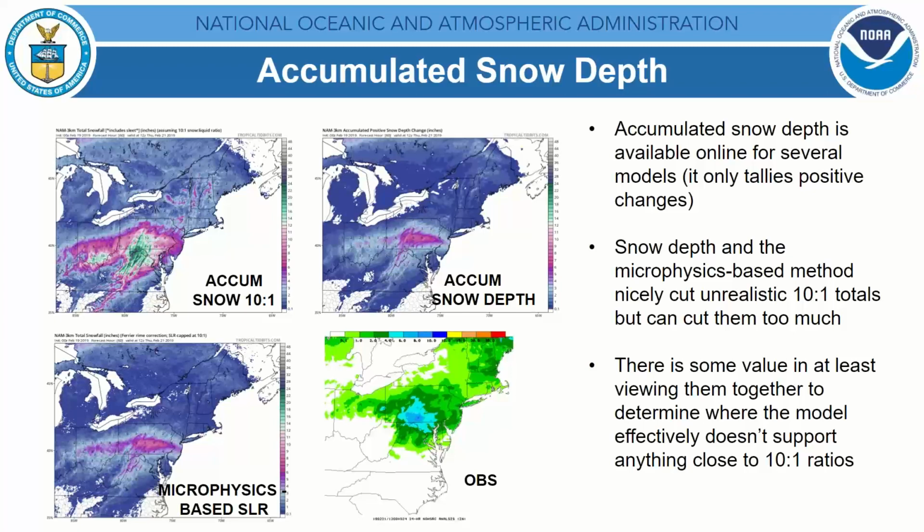But there is some value, at least viewing them together, to determine where the model effectively doesn't support anything close to the 10-to-1 ratios. Here's the observed snowfall from this particular event, and you've got a maximum in south central Pennsylvania. Accumulated snow depth did pretty well. I believe it was a little bit underdone. The 10-to-1 was much higher and overinflated, and the microphysics did pretty well too, based on the SLR. That's using a variable SLR, in other words. So again, a case where these were good, but it cut them too much in this particular example.